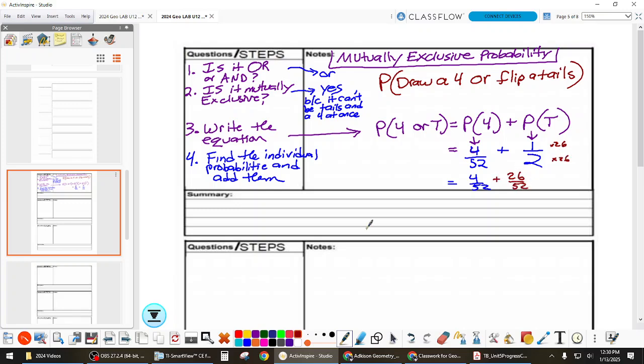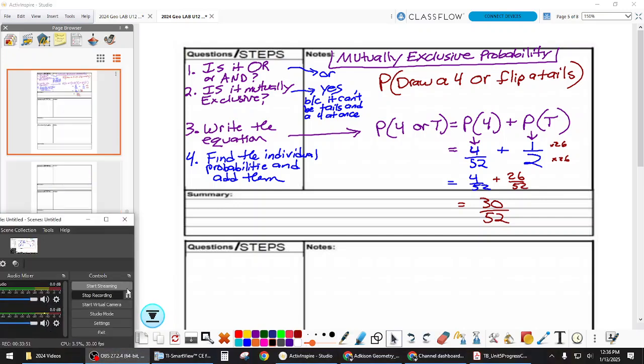Okay, so 4 plus 26 out of 52, so 30 out of 52 is our probability of doing both things. Of course, could you turn this into decimals and make it a percentage? Yeah, you could have done 4 out of 52 plus 0.5, right? 1/2 is 0.5, and added those together and made it a percent. That would be okay. It's fine. All right, take your break.